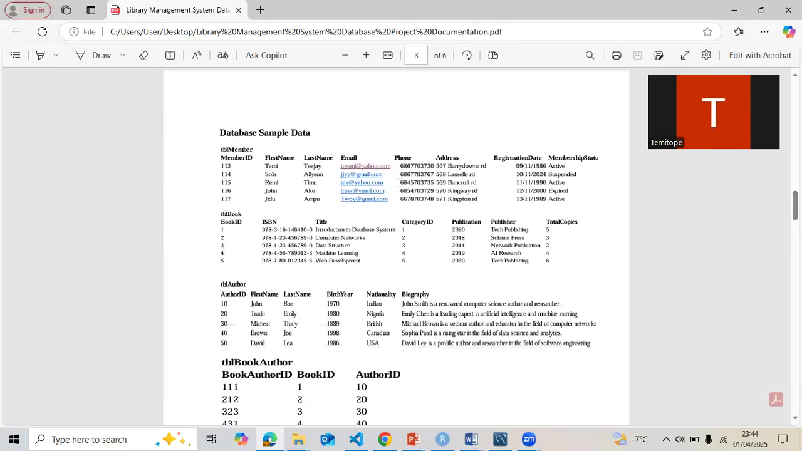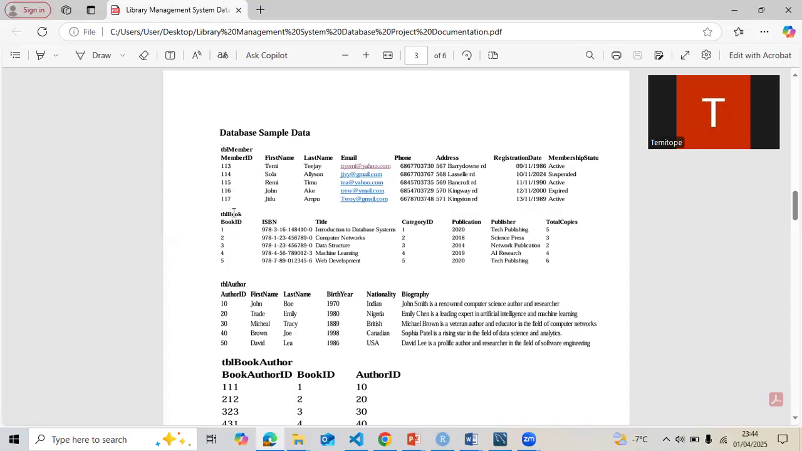So moving forward, we are asked to prepare our sample data. For each of the entities, that is for each table, I try to create sample data, and we are asked to create at least 5 rows for each one. So you can see here, this is my member table. That is a member coming to the library to borrow books. So we have a member ID, their first name, their last name, their email address, their phone number, their address, the registration date, then their membership status, like are you active, are you suspended, has it expired, and all that.